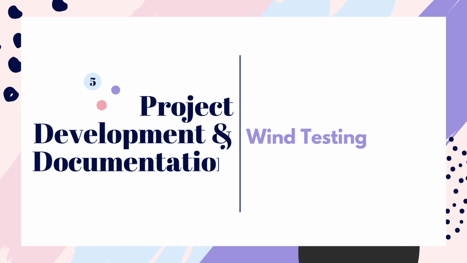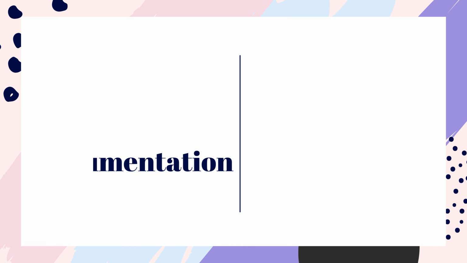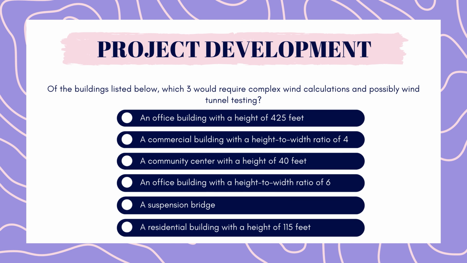Now on to project development. Of the buildings listed below, which three would require complex wind calculations and possibly wind tunnel testing? An office building with a height of 425 feet, a commercial building with a height to width ratio of 4, a community center with a height of 40 feet, an office building with a height to width ratio of 6, a suspension bridge, a residential building with a height of 115 feet. Pause here to answer.